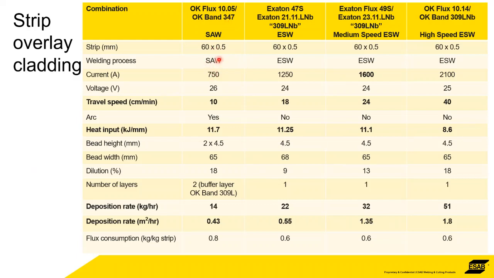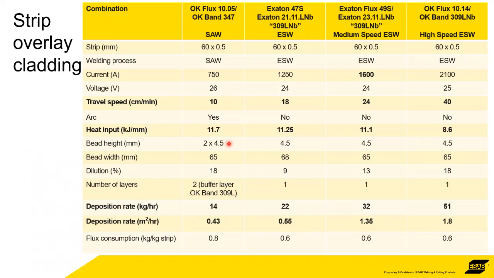If we're talking submerged arc welding, then the travel speed that you can achieve is 10 centimeters per minute, and that will take 750 amps. However, because of the dilution with this process, you actually need two layers. So you need a buffer layer, a buttering layer, whichever way you want to describe it. You need a first layer of 309L. Everything else is a single layer of 4.5 millimeters high. With submerged arc, you're talking 2 times 4.5 millimeters.